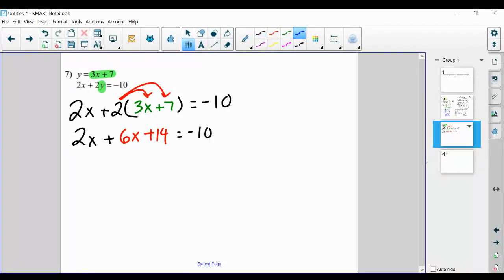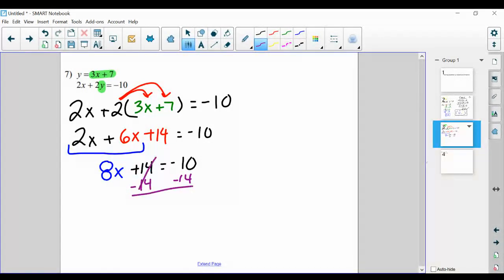We can combine some like terms here. 2x plus 6x becomes 8x. And they're on the same side of the equal sign, so we're able to combine them. Plus 14 is equal to negative 10. We want to get that x all by itself, so the first thing we're going to have to do is move that positive 14 to the other side by subtracting 14.